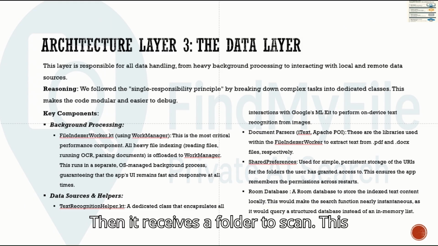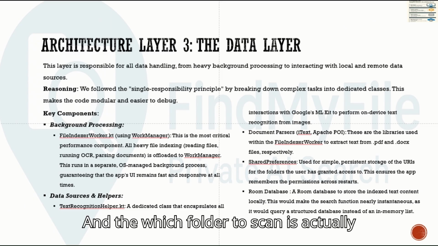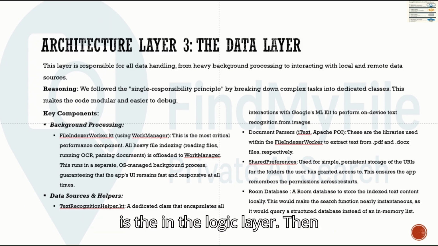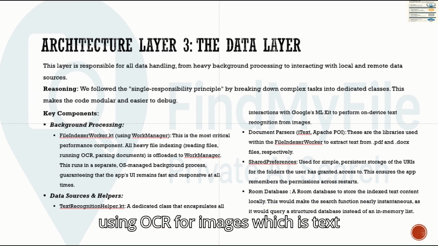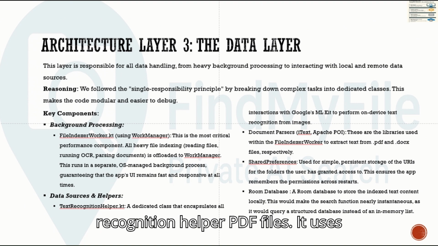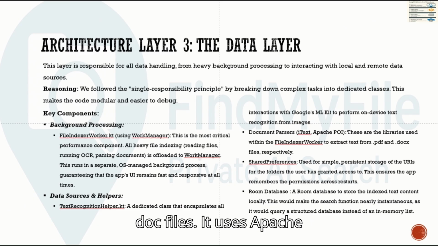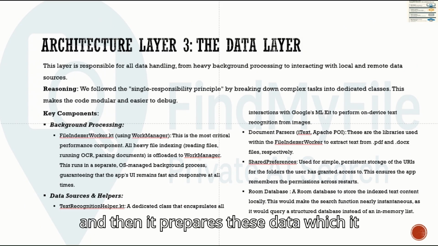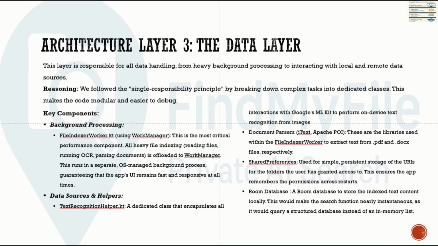Then it receives a folder to scan. This is one of its main activities, and which folder to scan is actually told to it by the main view model, which is in the logic layer. Then it processes all different file types: using OCR for images, which is the text recognition helper; for PDF files, it uses the iText library to parse the text; for doc files, it uses the Apache POI library to extract the content. And then it prepares the extracted data into indexable text.